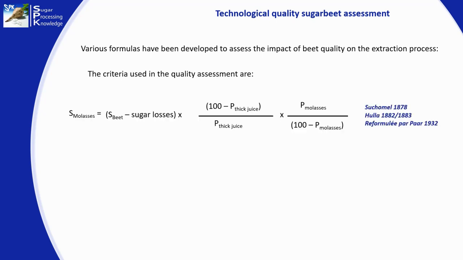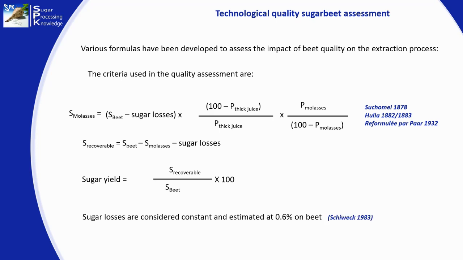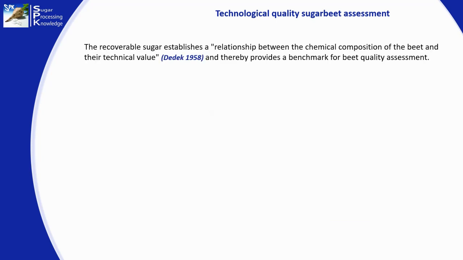The recoverable sugar is equal to the beet sugar content, minus the sugar in molasses and the total sugar losses. Then the sugar yield is the recoverable sugar % beet sugar content. Finally, the total losses are generally considered constant and are estimated at 0.6% of the beet. The recoverable sugar, as Dedek pointed out, establishes a relationship between the chemical composition of the beet and their technical value, and thereby provides a benchmark for beet quality assessment.